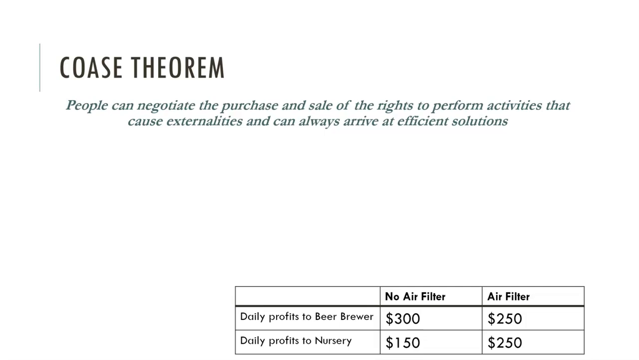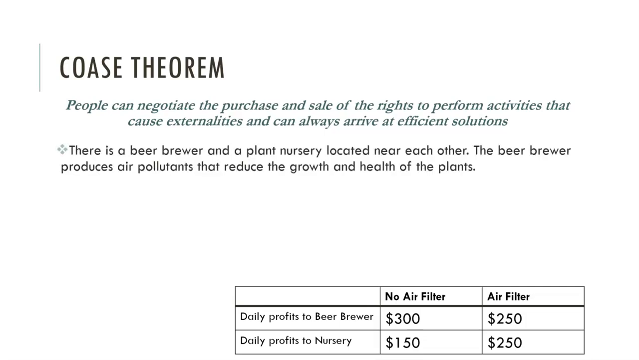So the idea with the Coase theorem is that people can negotiate the purchase and the sale of rights to perform activities that cause externalities and always arrive at efficient solutions. So your book has a couple examples of this. Some of them are much longer. I'm going to put a short example in the slides, but take a look at your book for the longer example as well.